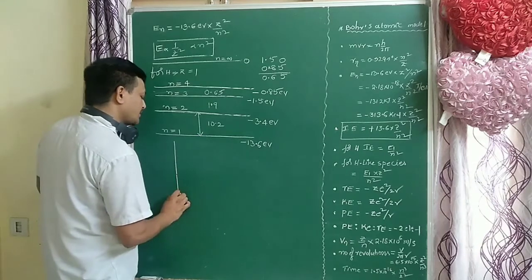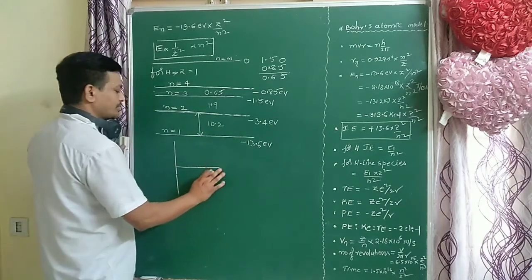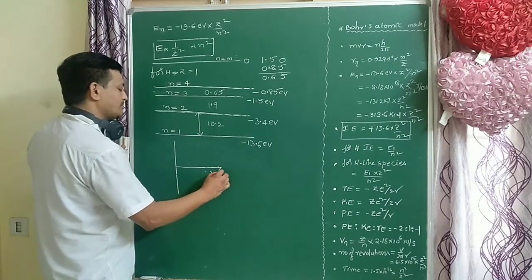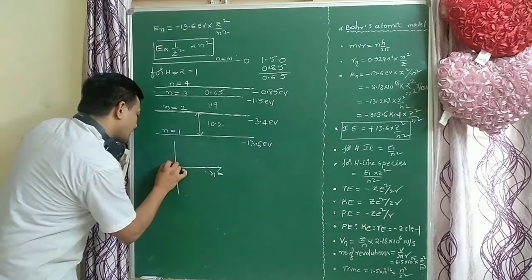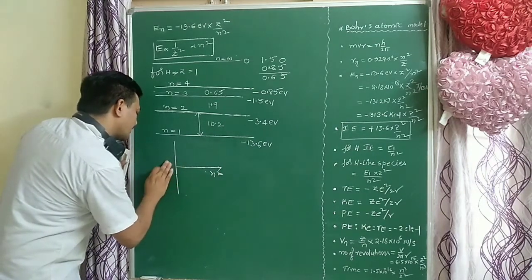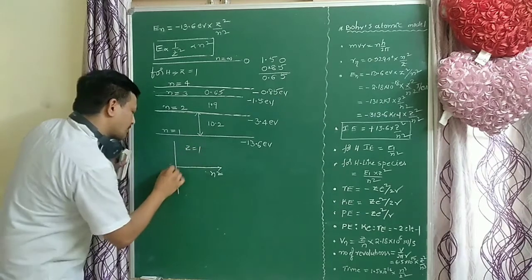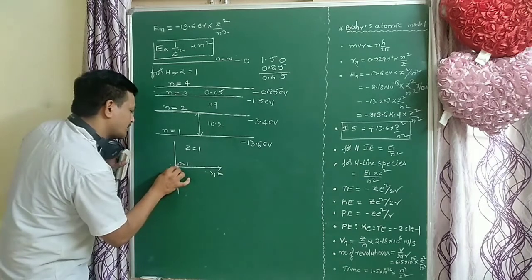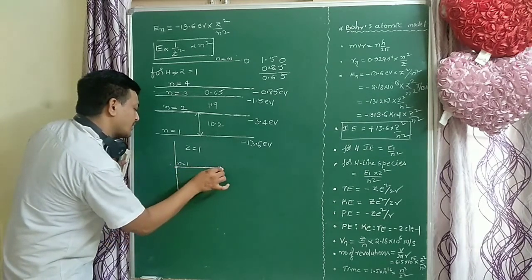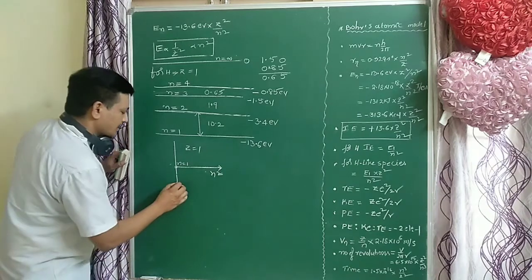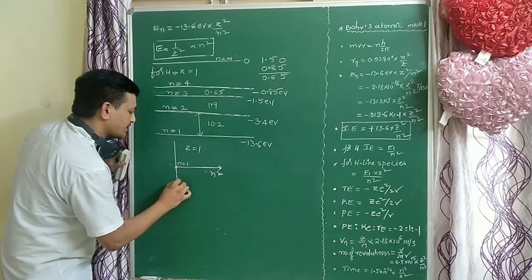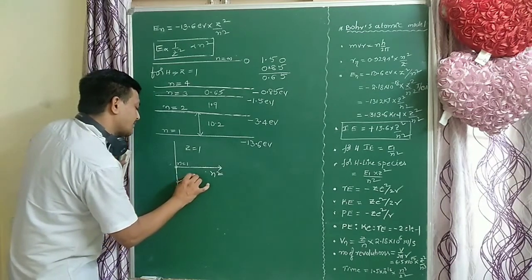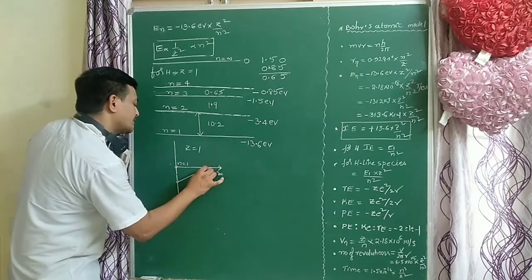So the graph between energy and n square, this is n square for the hydrogen atom. For hydrogen atom, Z equal to 1. For the first orbit, n equal to 1. This point is n equal to 1, the starting value. That value is minus 13.6. As the n value increases, energy increases.